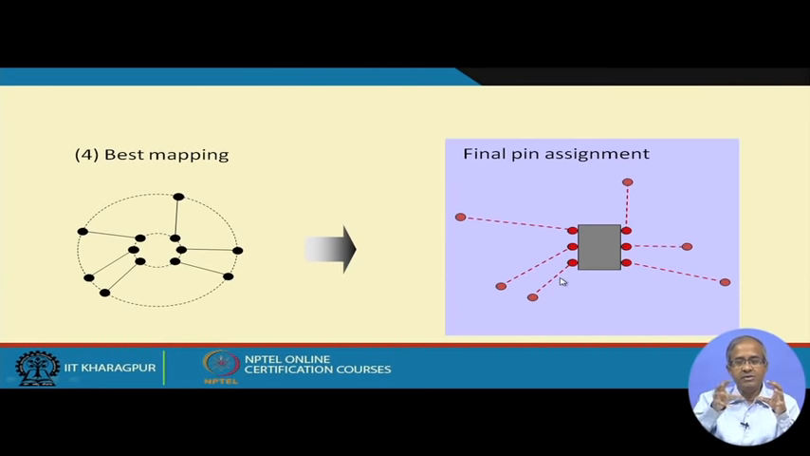So, you allow the rotations, you make the best configuration, then again you come back to the original one, to how the pins were connected there. Then you see where the pin locations are coming. From there you connect to the external points which are there, and that will be your final pin positions. This is the basic idea behind the so called concentric circle pin assignment algorithm.